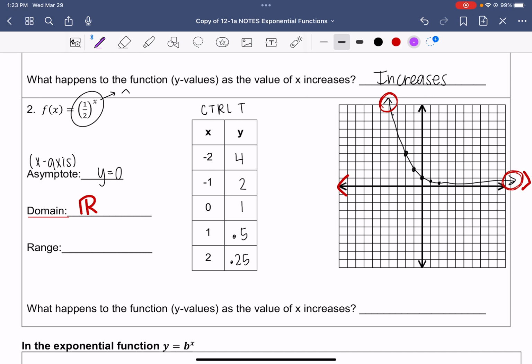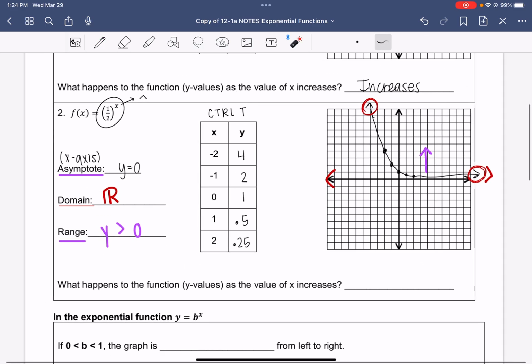My range, again, it depends on the asymptote. Because the graph is above our asymptote, which is y equals 0, we're going to use y and 0, and because it's above it, y should be greater than, but not equal to, because we will never ever touch 0 because it's an asymptote.